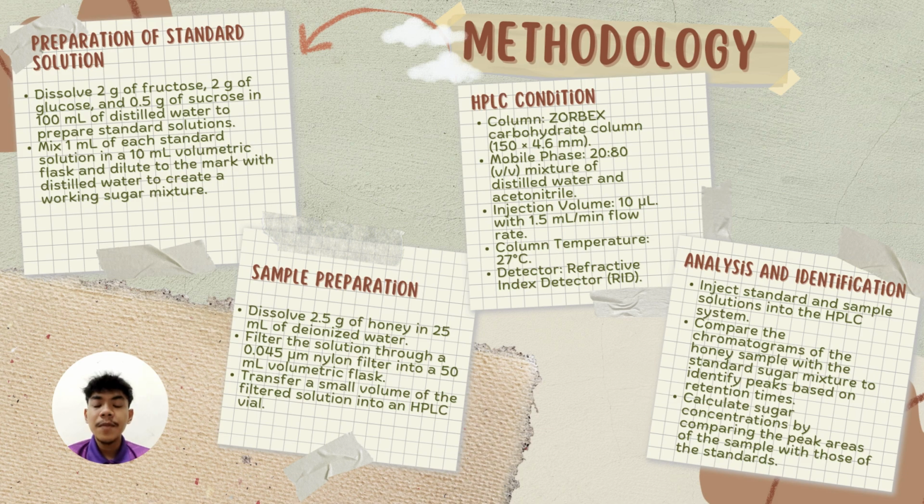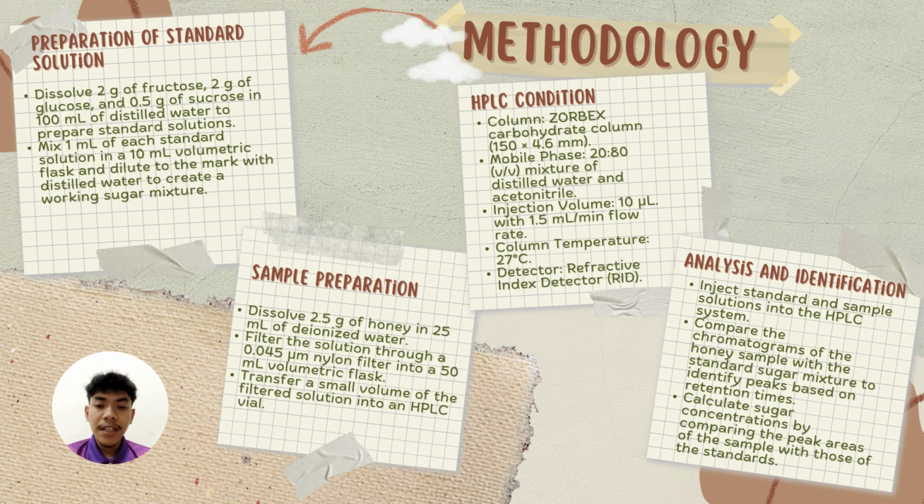Secondly, for the sample preparation, for the honey sample, we dissolve 2.5 g of honey in 25 ml of deionized water. Then we filter the solution using a 0.045 micrometer nylon filter into a 50 ml volumetric flask. Then we transfer a small portion of this filtered solution into an HPLC vial for analysis.